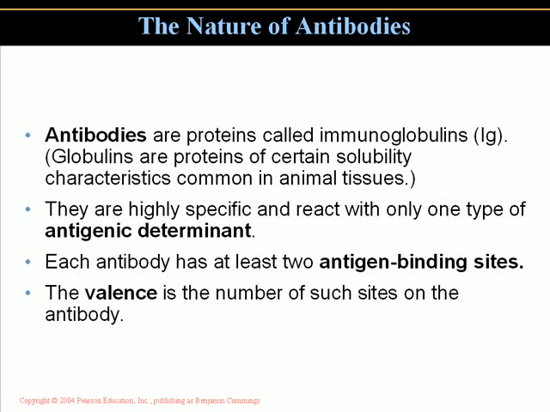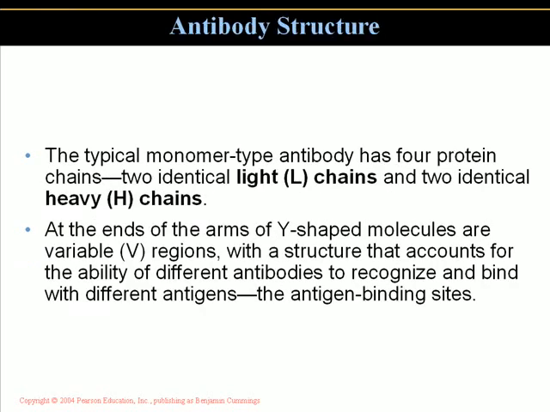Each antibody has at least two antigen binding sites, and the valence is basically the number of sites on the antibody that are available for binding. A typical type of antibody has 4 proteins: 2 light chains and 2 identical heavy chains. I'm not going to go into a lot of detail about this. I'm going to show you the structure of an antibody, but this is important when we're trying to identify some different types of immune diseases. Because there are identical chains, sometimes they have to measure through special testing whether this is a light chain or a heavy chain type of protein.